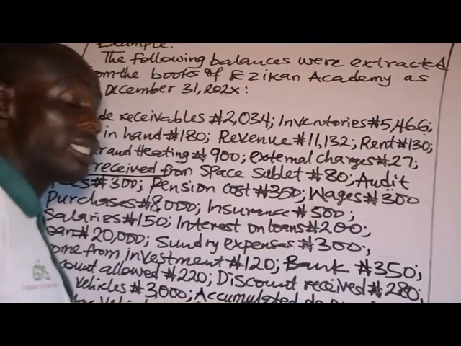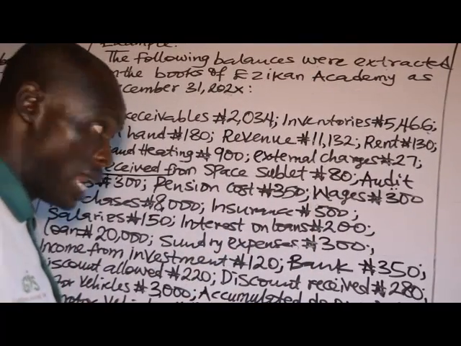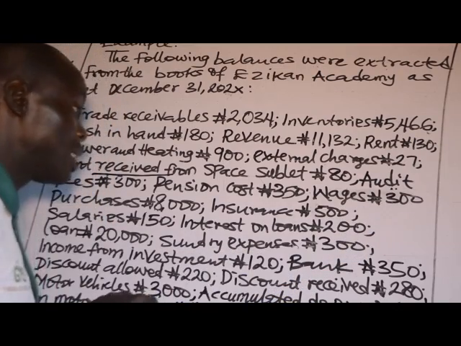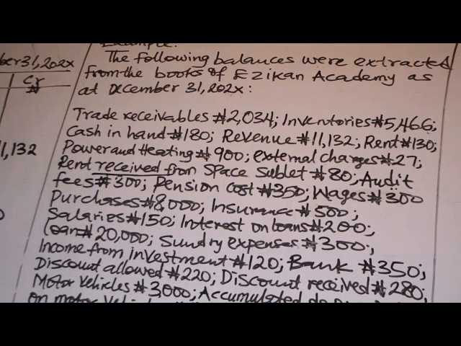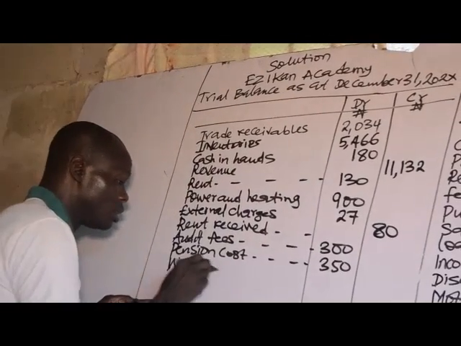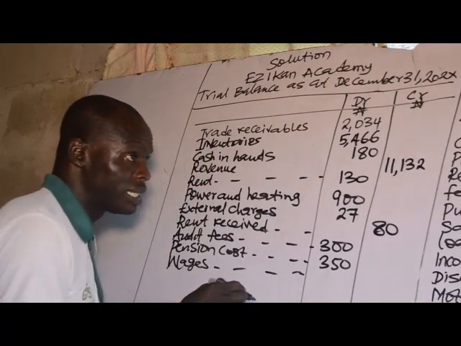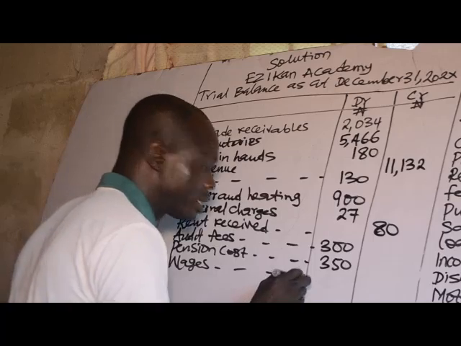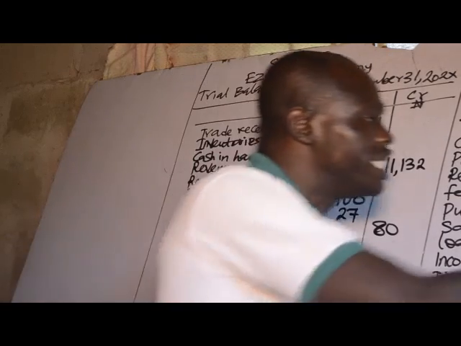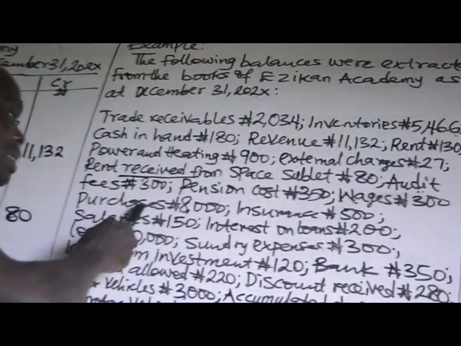Wages is an expense. Wages paid. You pay for salaries. You pay for wages. So wages is an expense. It should be debited. So we have wages of 300 naira. Then after wages, the next item is purchases.